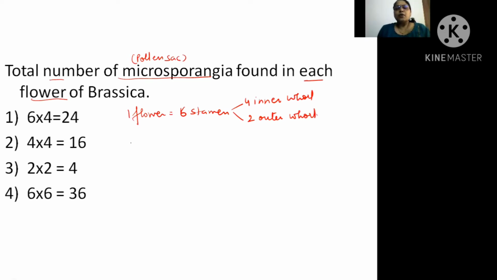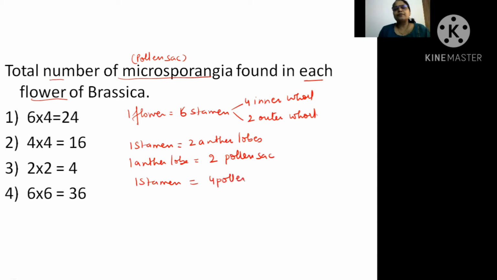Now, one stamen has two anther lobes, and you know very well that one anther lobe has two pollen sacs. We have studied this in the previous slide. So one stamen will have a total of four pollen sacs. Please remember this when you are solving further questions also: one stamen will have four pollen sacs.